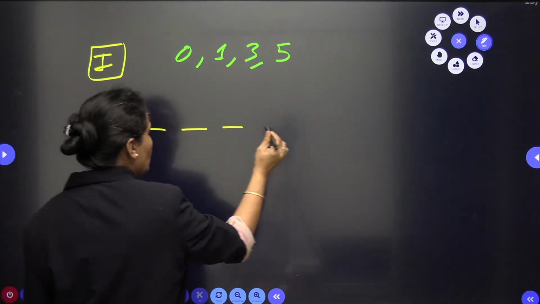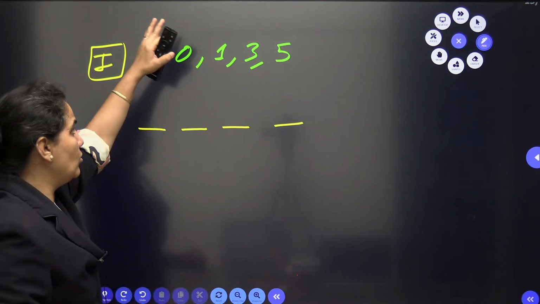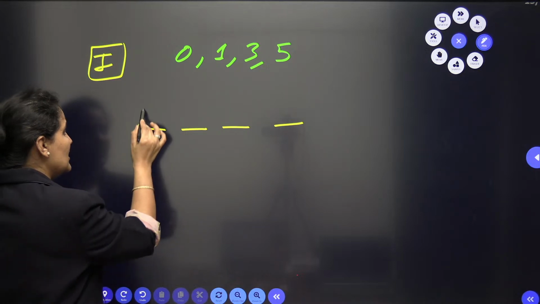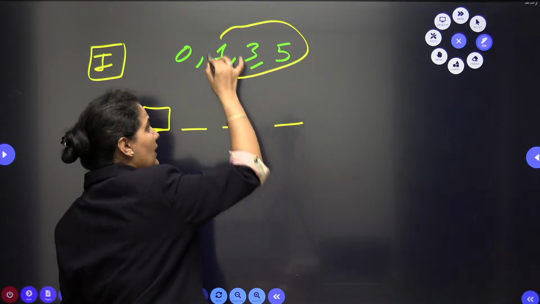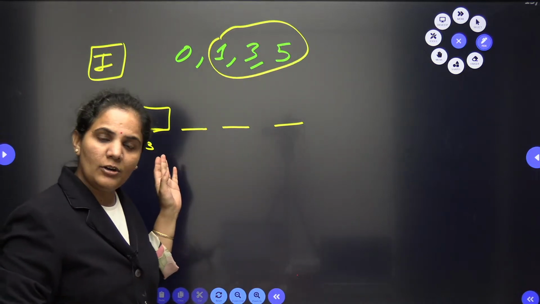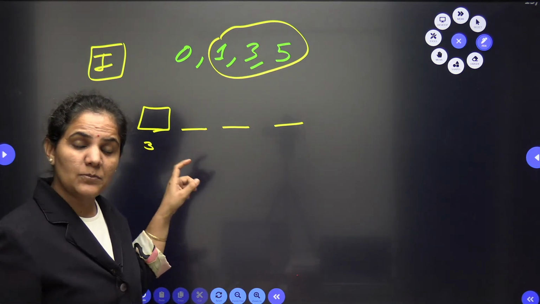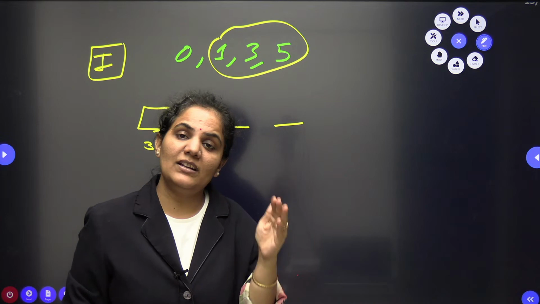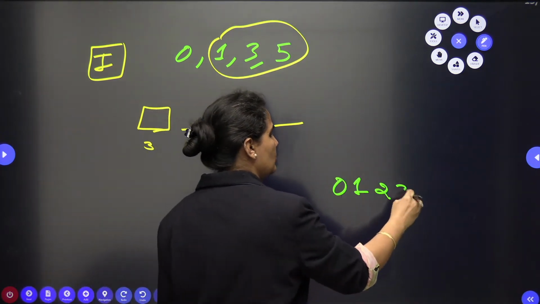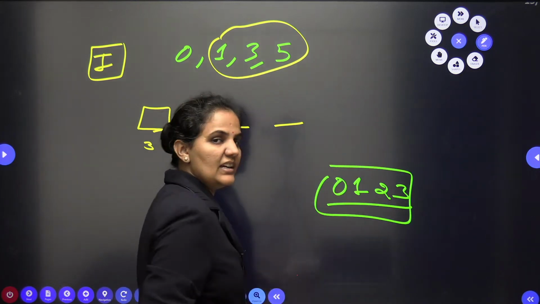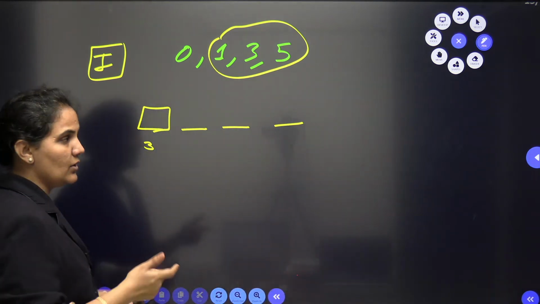Through this one, if I want to make a 4-digit number, I can see 1, 2, 3, 4 places are there. But out of the available 4 numbers, at the first position any 3 are possible. Among 1, 3 and 5 you can take any number, but 0 cannot be at the first position. Why? We know very well. If I take 0 at the first position, it will not be a 4-digit number, because if I write 0, 1, 2, 3, this is a 3-digit number. So 0 should not be at the first position.